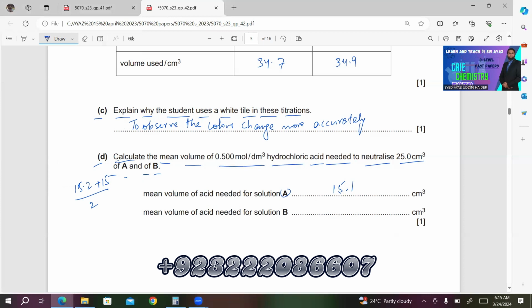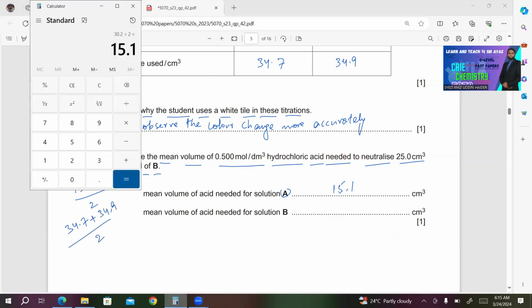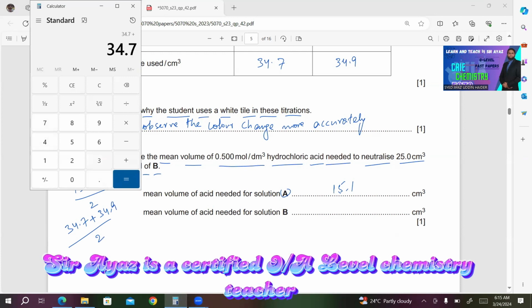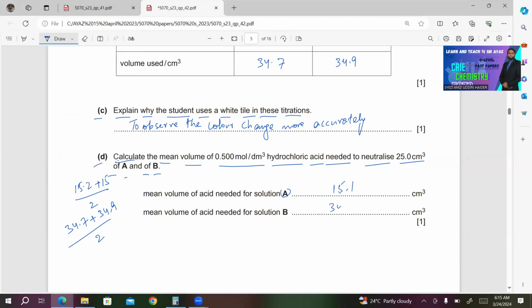What about solution B? We have 34.7 plus 34.9 divided by 2. 34.8 will be the mean volume for solution B.